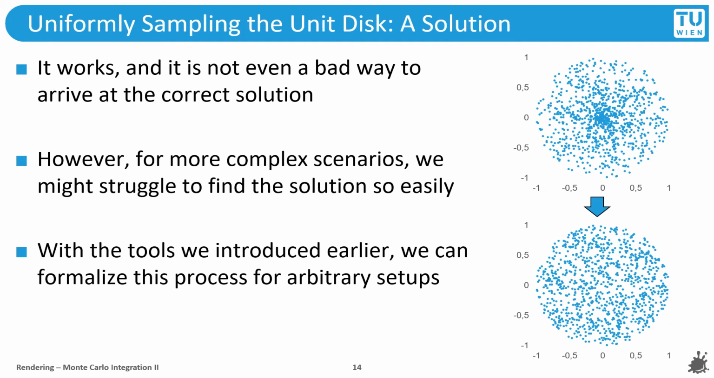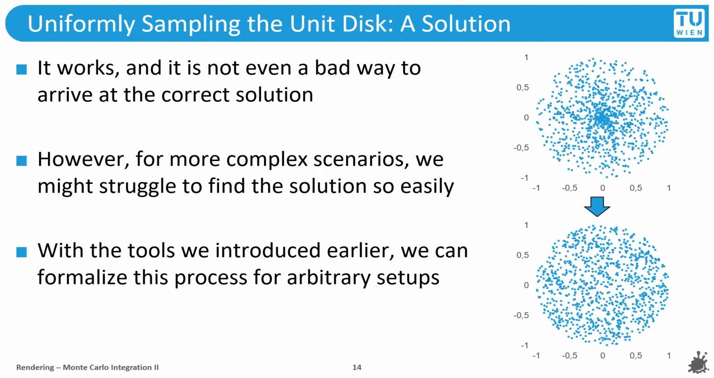So let's make this change, and if we implement it in our code the way we described it above, instead of uniformly sampling r, we compute it as the square root of a canonical random variable times r. It works indeed, and it is not even a bad way to arrive at the correct solution for uniformly sampling the unit disk. However, if you pursue rendering into its professional domain, you will find that you won't be able to derive the solution for other sampling domains so easily.